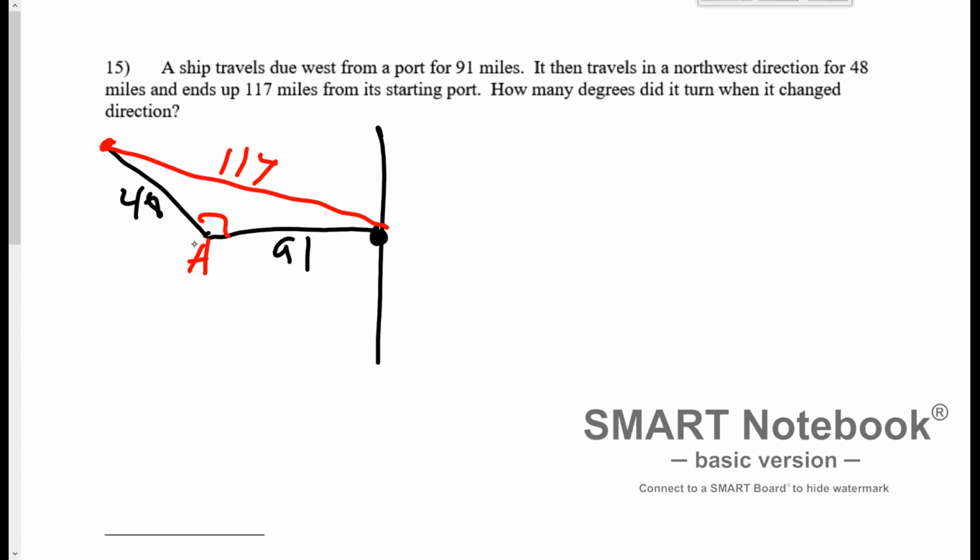And I have three sides of a triangle. How many degrees did it change in direction? So it wants to know this angle. Well, I have three sides. So if I have three sides, how do I figure out what angle it is? Well, I use law of cosines. So with law of cosines, I want to figure out what this angle is.